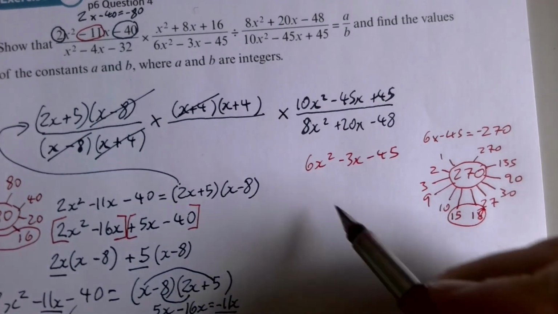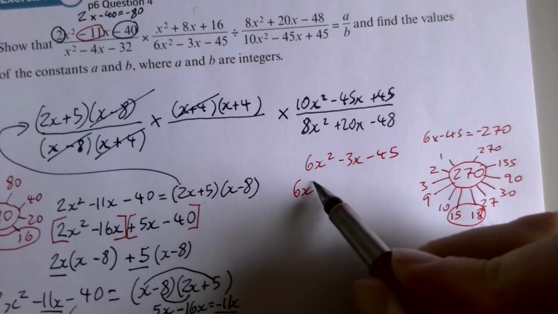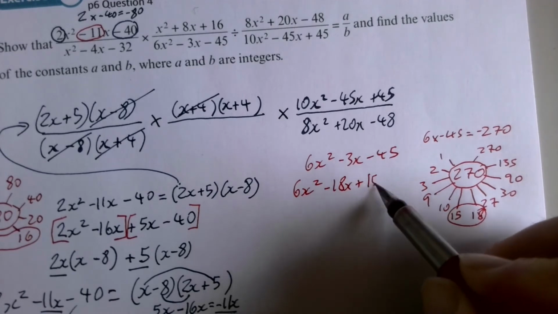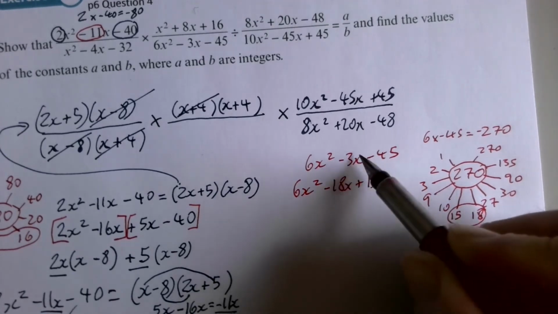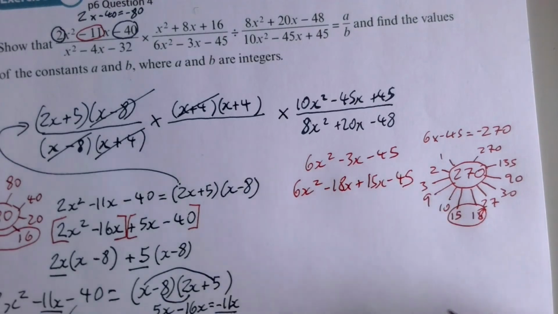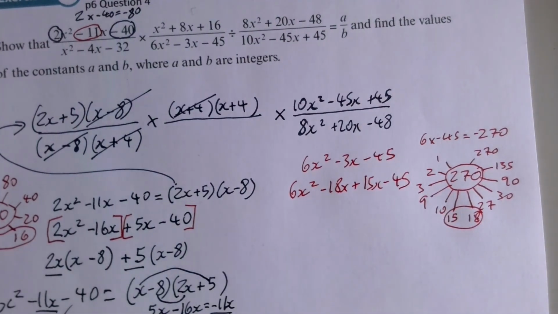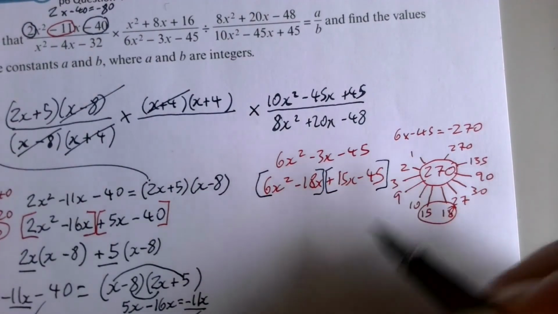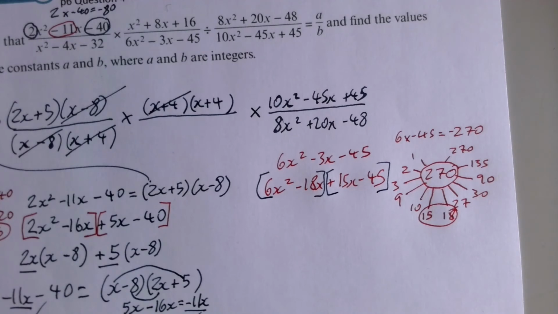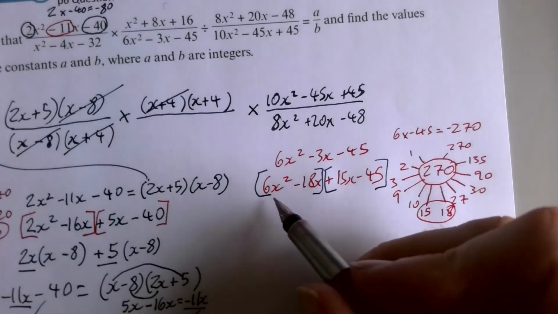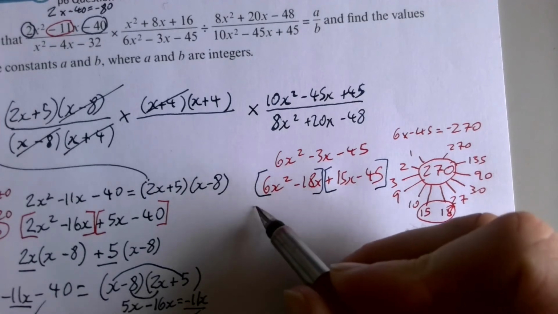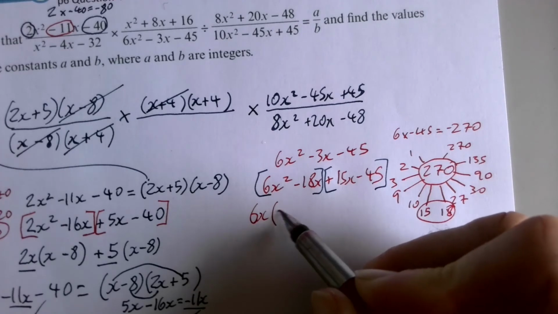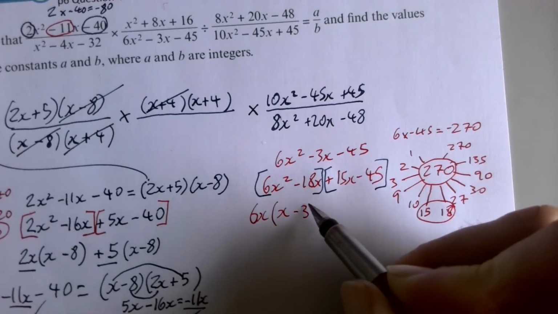my 3 there. So that means I must be looking at 6x squared, take 18x plus 15x to make the minus 3x when they add together, take 45. I then put a box round those like that and do my factorising of both of those, and I get 6x goes into both of those, doesn't it? So I know 6x is going to be one of my factors, and I get x take 3.